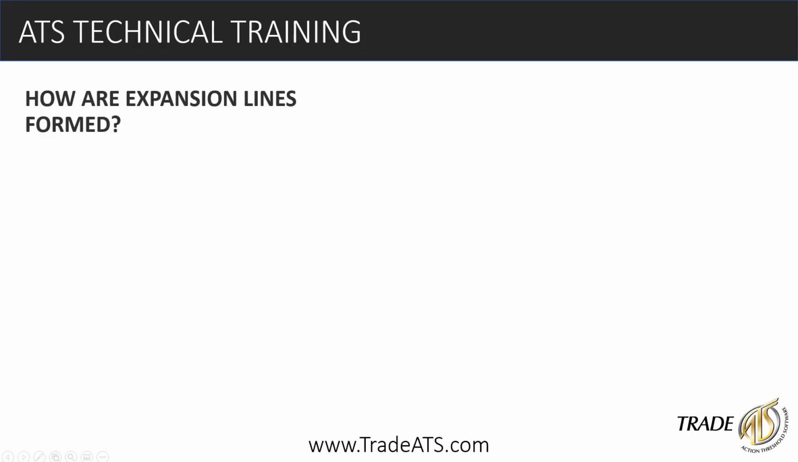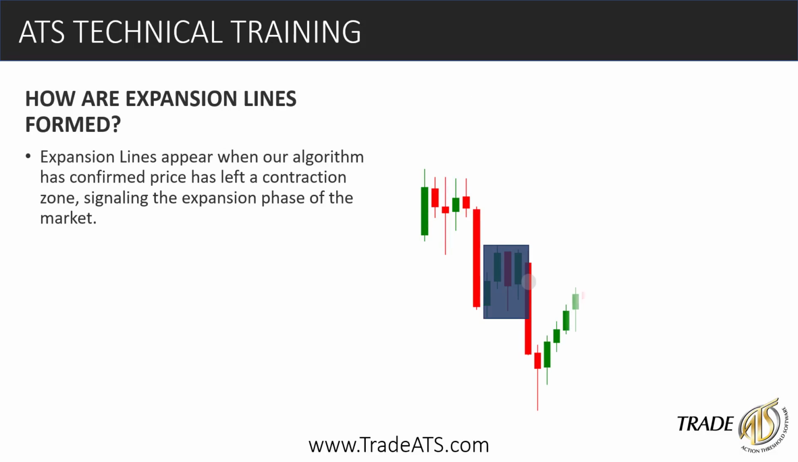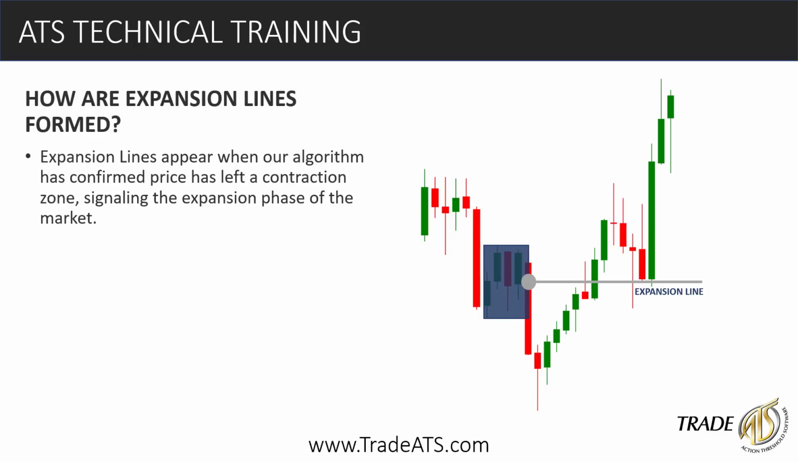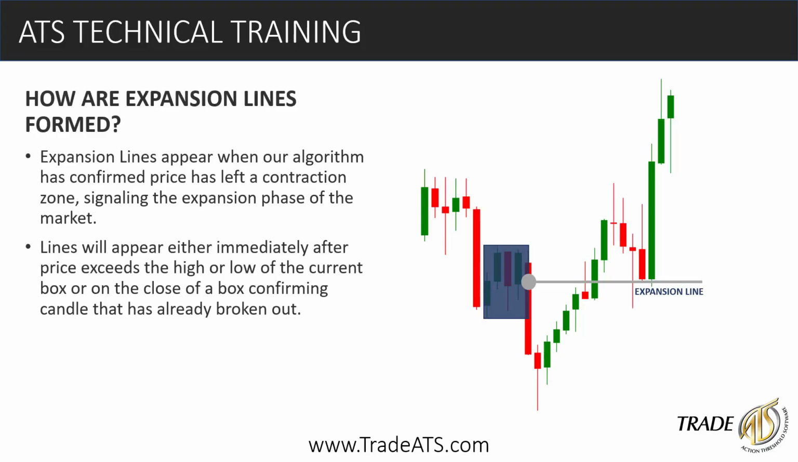So how are expansion lines formed? Expansion lines appear when our algorithms confirm price has left a contraction zone. So it's left the first phase of the market and it's signaling the expansion phase of the market. That's why we call them expansion lines, because they're a signal to that. The lines will appear either immediately after price exceeds the high or low of the current box. So when it breaks out of the high or low of the box, you'll get an expansion line.